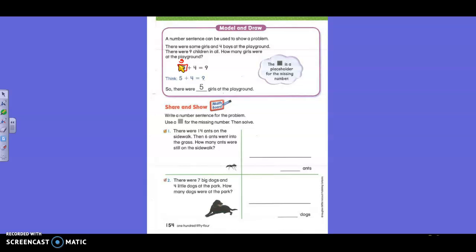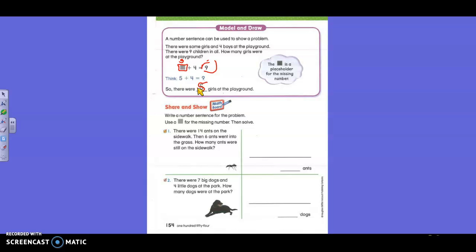Okay? I like to go in order of this problem. So the girls were first, so the box went first. Boys were second. They told us how many in all. They told us 9 was the total that they have. So we need to find how many girls were on the playground. What plus 4 equals 9? Everyone? 5. Yes. Told you the answer.